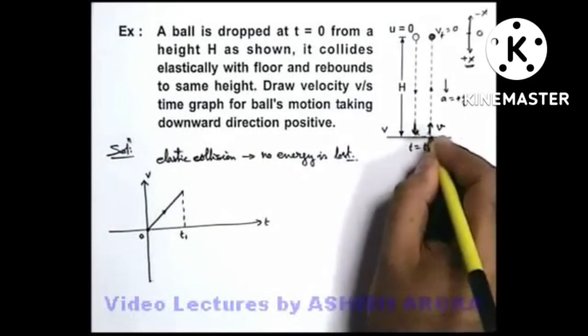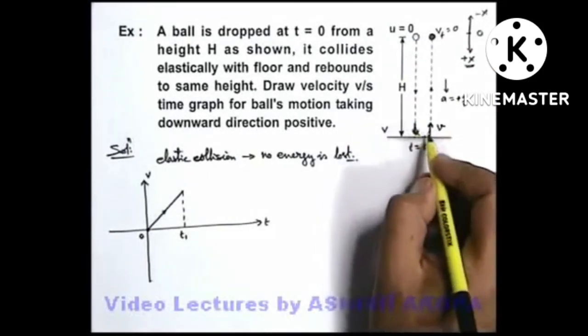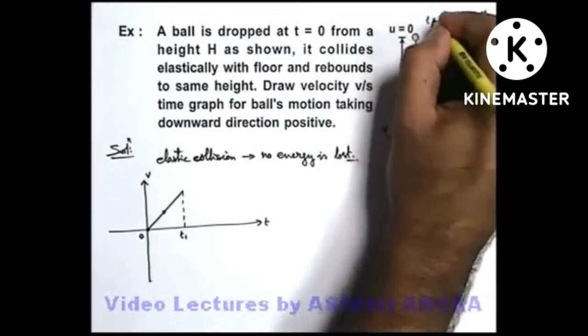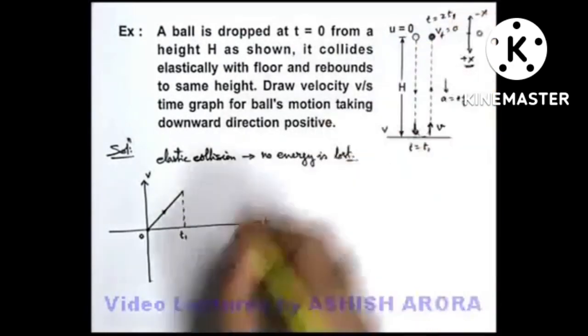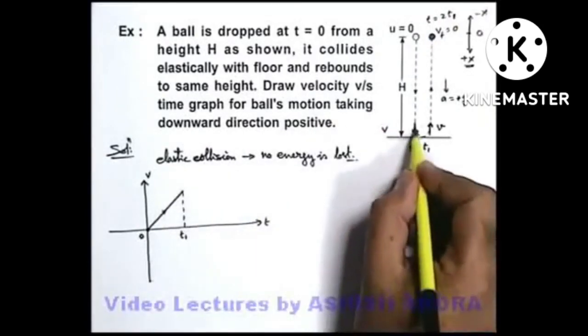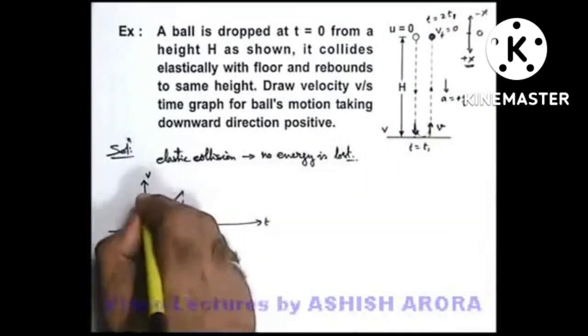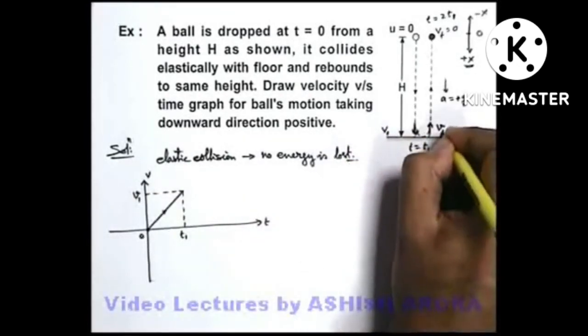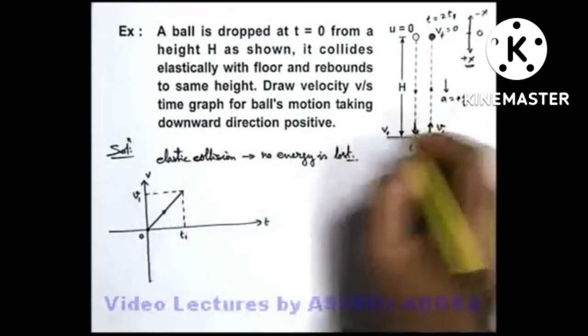Say at t equal to 0 it was released, then at time t1 we consider that the collision takes place. If the ball does not lose any time in the contact, it will rebound, so it will take the same time t1 in coming back. So the time at which it will reach the topmost point is 2t1. But at the instant of collision, the direction of velocity is reversed. So at this point, the velocity is say v, we take this velocity as v1. So it will also rebound with the velocity v1, but its direction is changed.